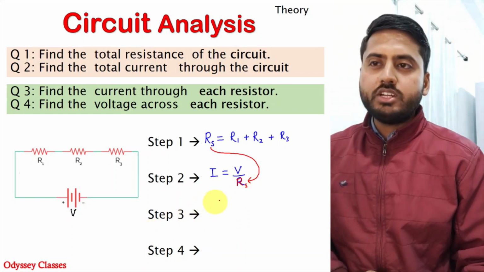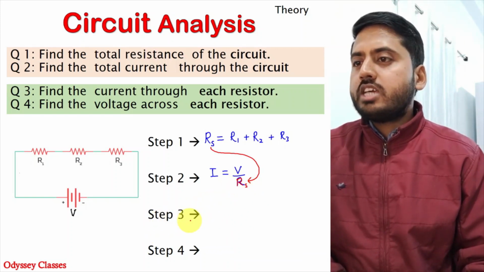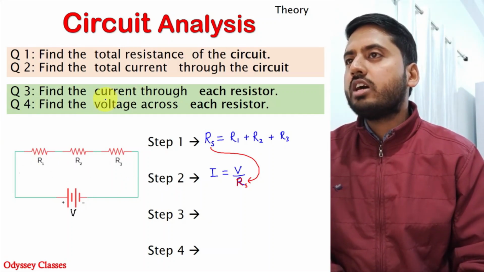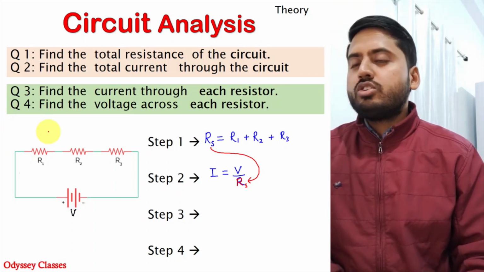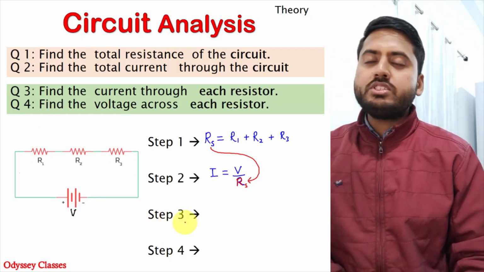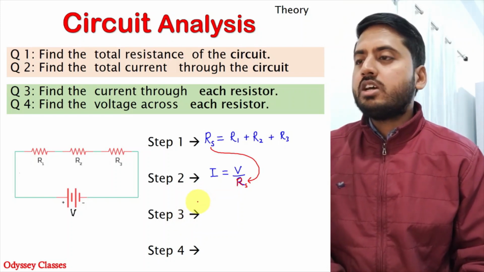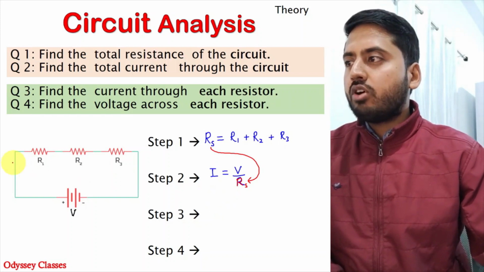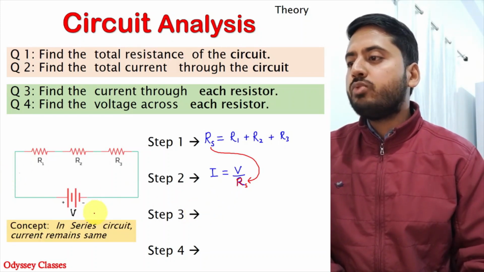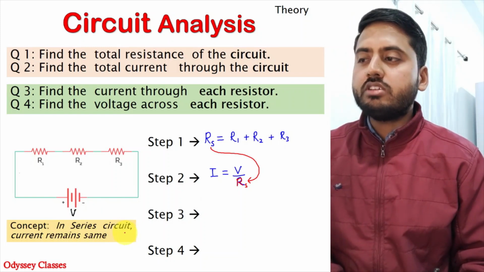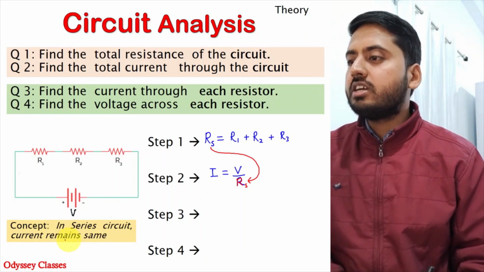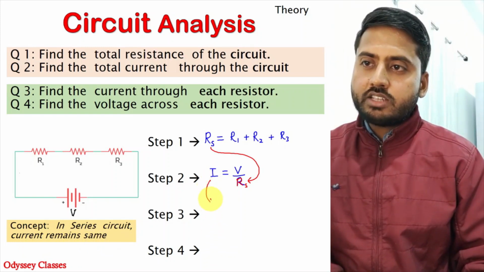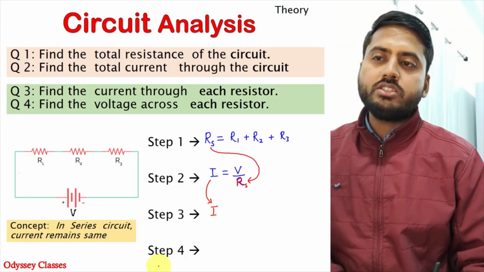Okay, this is important. Now, step 3. The question says find the current through each resistor. So the important concept to remember is that in a series circuit, we do not have to do any calculation for the current further. Whatever current we have got in the circuit, the same current will be there within each resistor. So remember the concept: in a series circuit, current remains the same through each resistor. So we can write this same current here for all resistors.